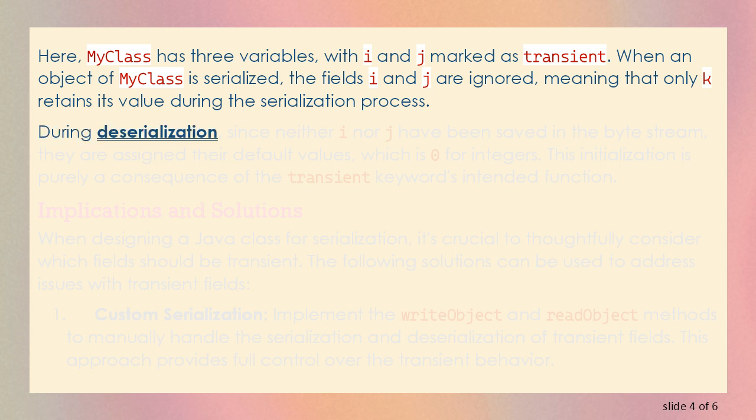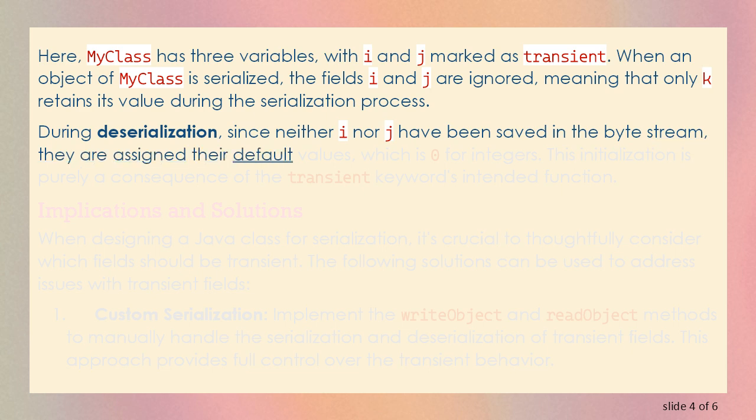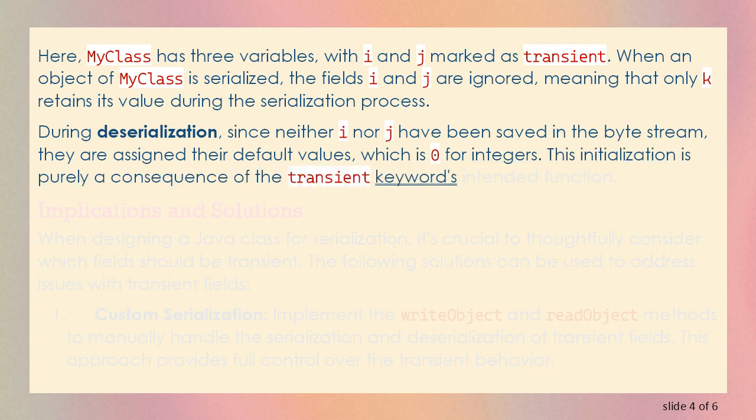During deserialization, since neither I nor j have been saved in the byte stream, they are assigned their default values, which is 0 for integers. This initialization is purely a consequence of the transient keyword's intended function.